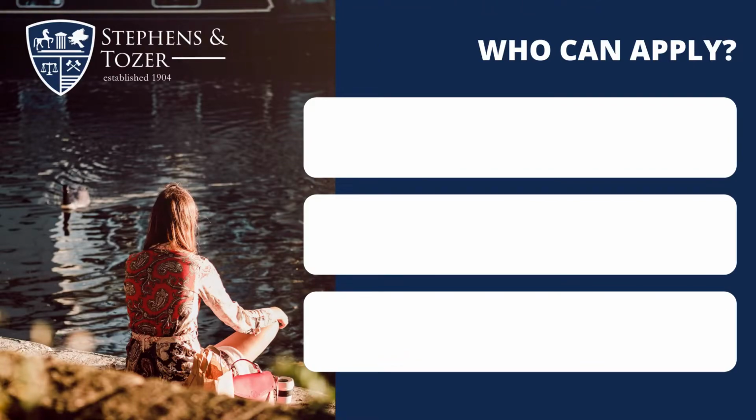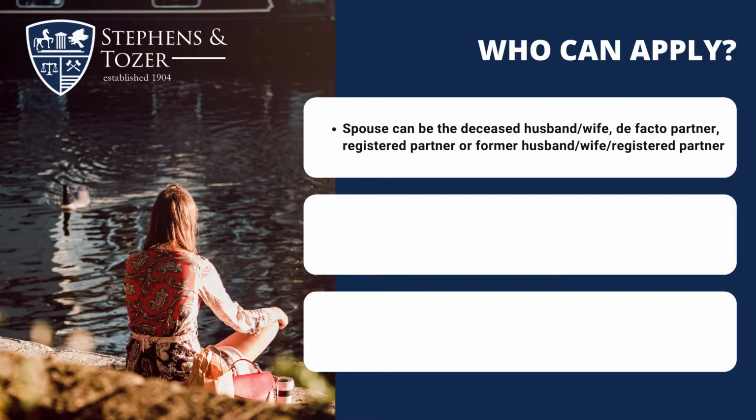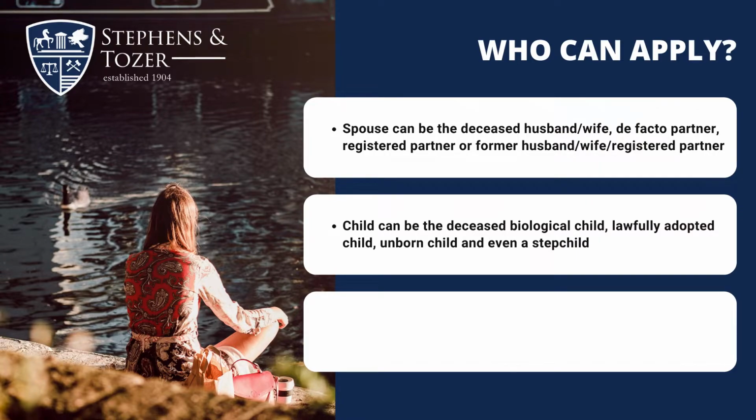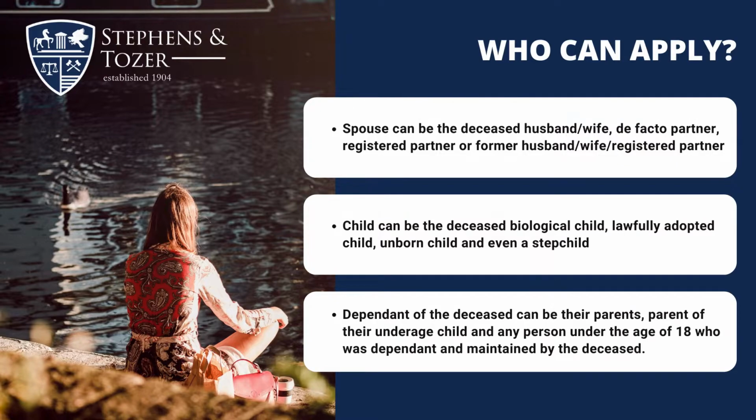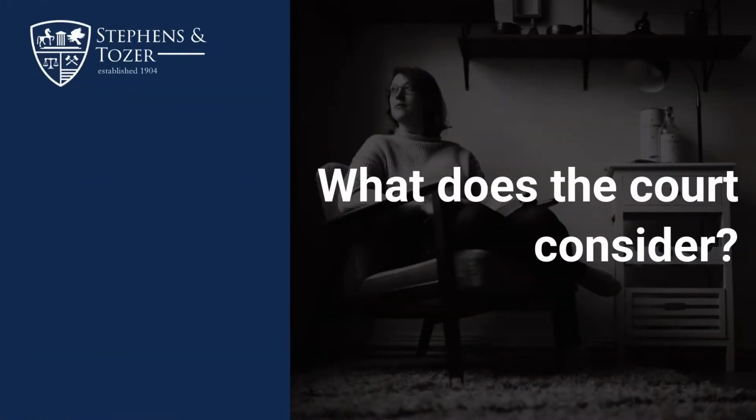So who can apply? This can be a deceased's spouse, child, or dependents of the deceased in order to make this application. A spouse is defined as a deceased husband or wife, de facto partner, registered partner, or former husband, wife, or registered partner. A child can actually be a biological child, a lawfully adopted child, an unborn child, or even a stepchild. A dependent could be anyone under 18 who was dependent and maintained by the deceased at the time of their death.